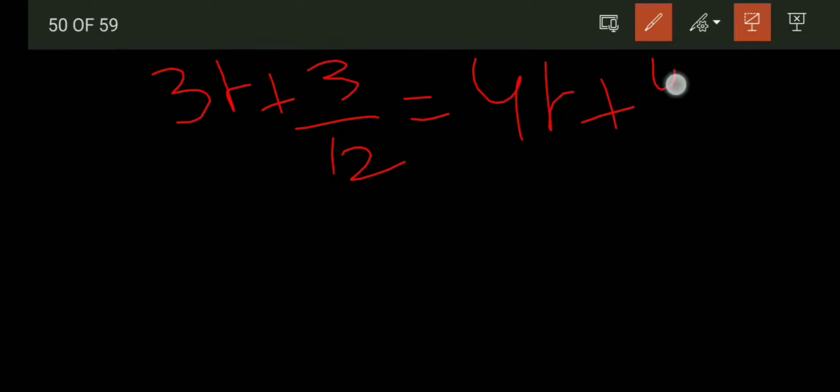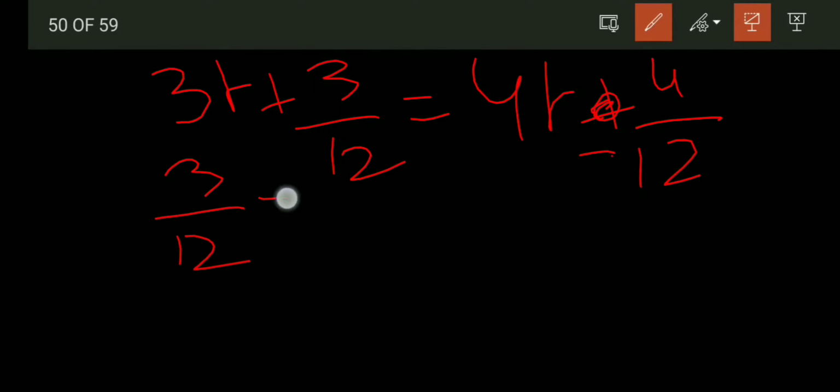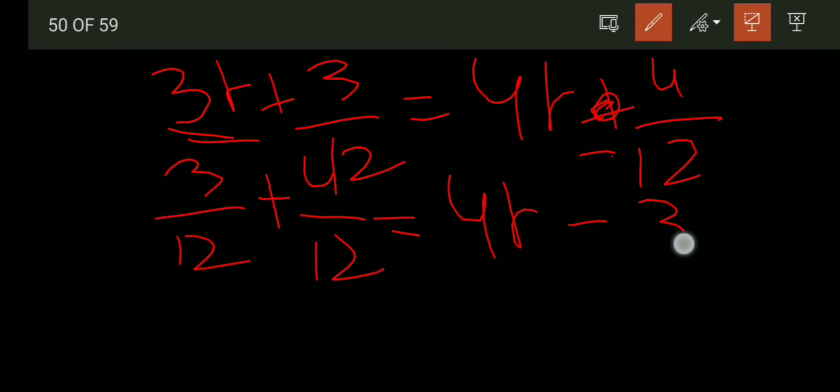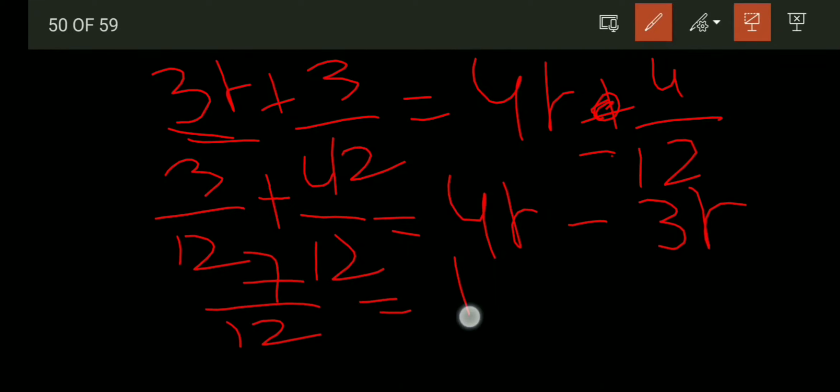Minus 4 by 12. This is minus actually. Now 3 by 12, this minus comes here, becomes plus 4 by 12. This 3t goes on the other side, becomes minus 3t. So this is 3 plus 4, 7 by 12. 4t minus 3t is t. So we got the value of t.